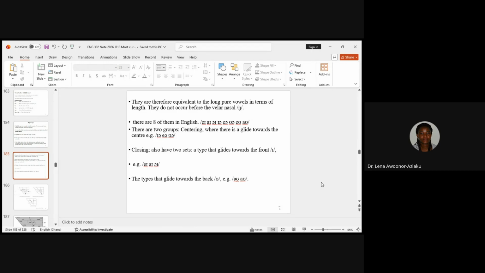Diphthongs are also put into classes depending on where the glide moves towards. So we can have centering and closing.